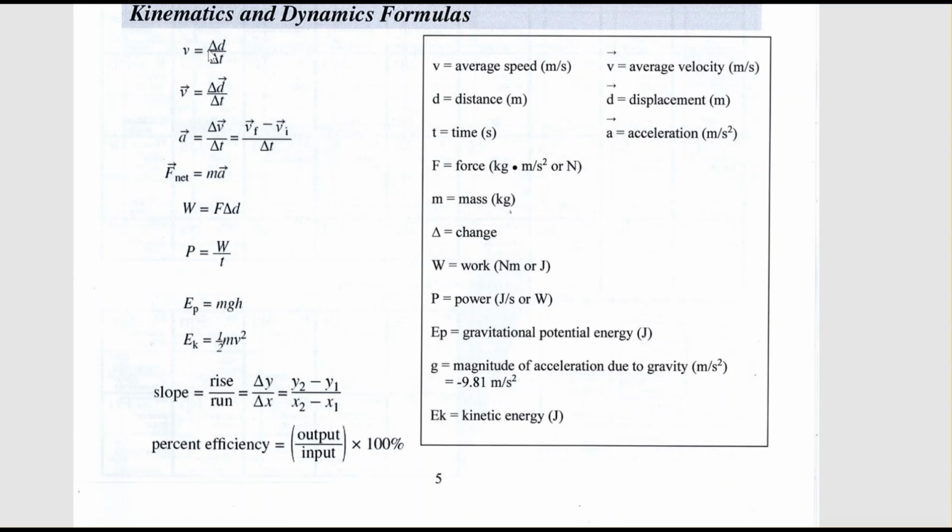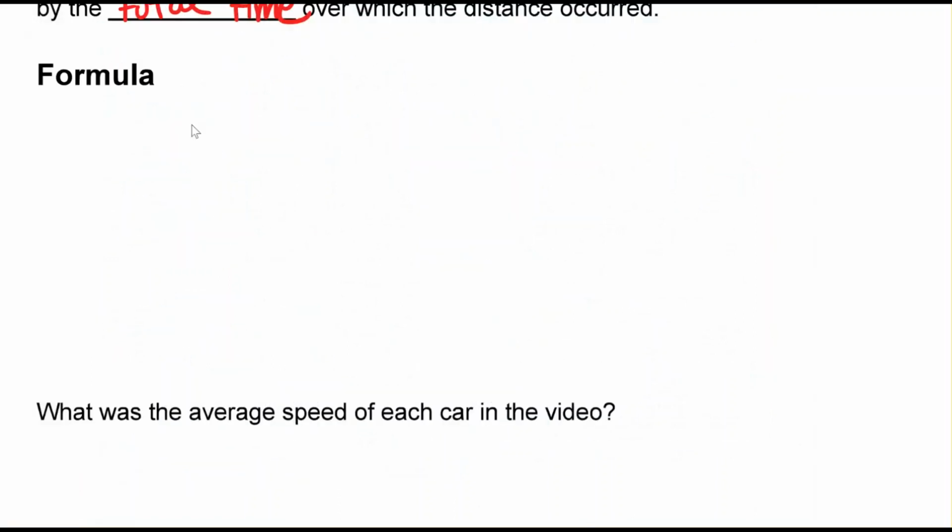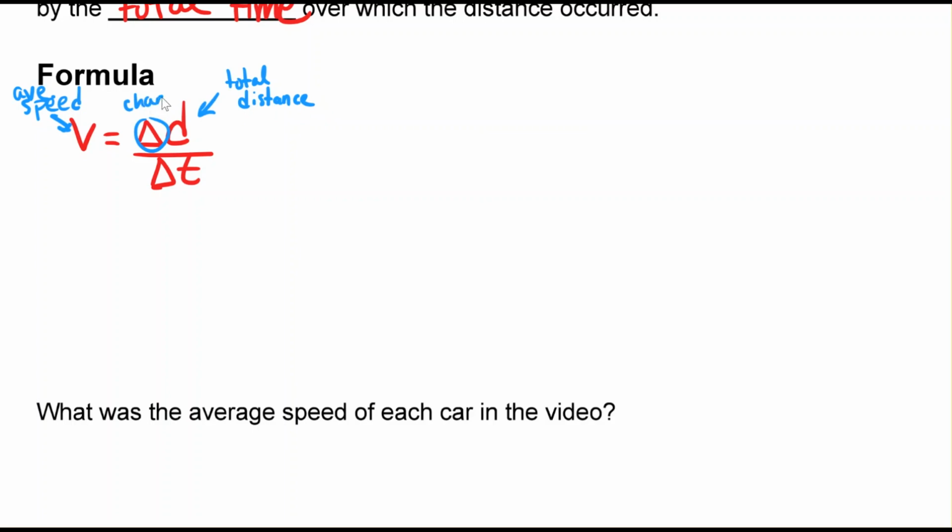V is equal to delta D over delta T. So let's try that. V is equal to delta D over delta T. And all that means is that V, remember, is the average speed, and it's equal to the total distance, or I guess I should say change in distance. Delta means change in. So change in distance, and then divided by the change in time.